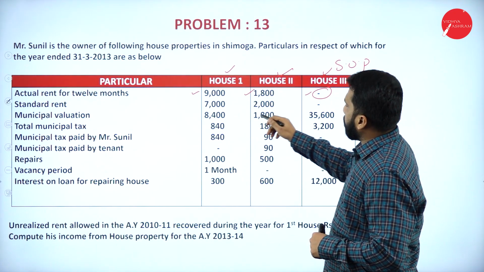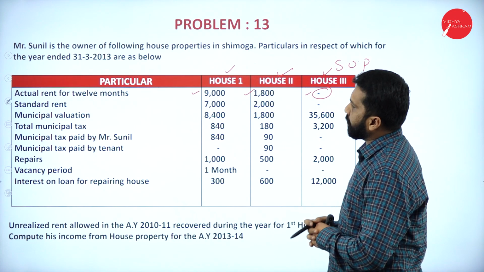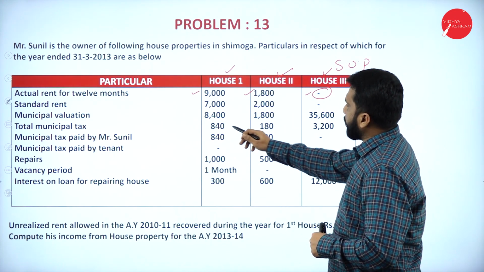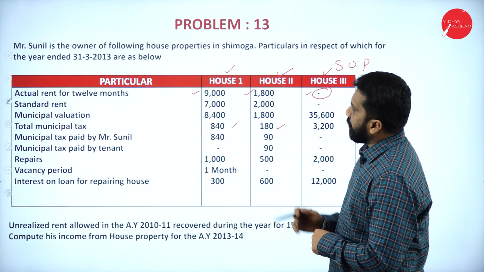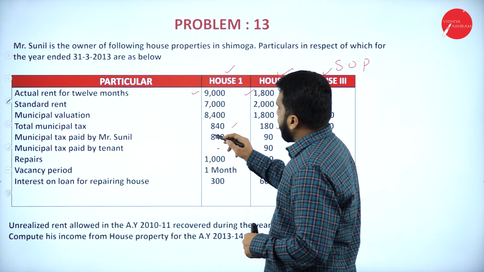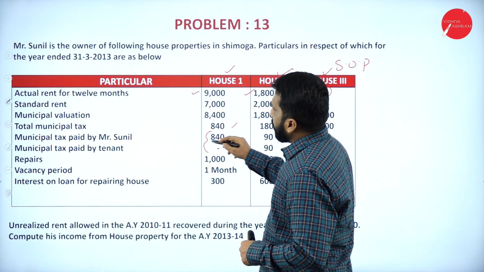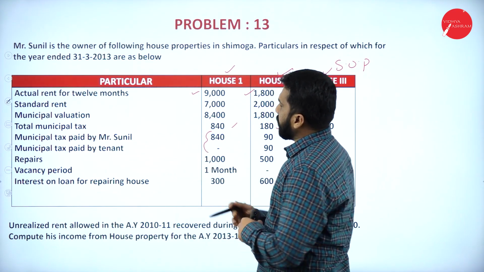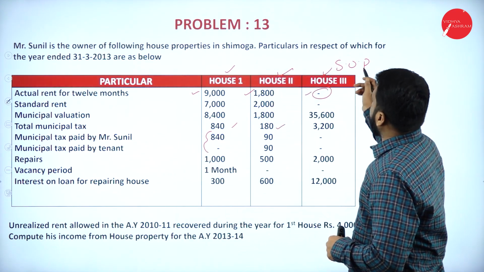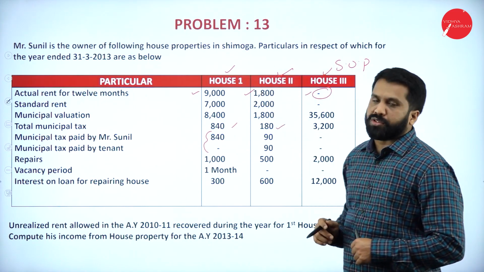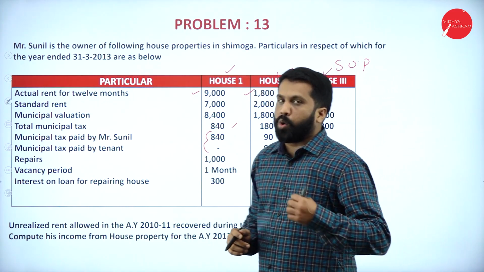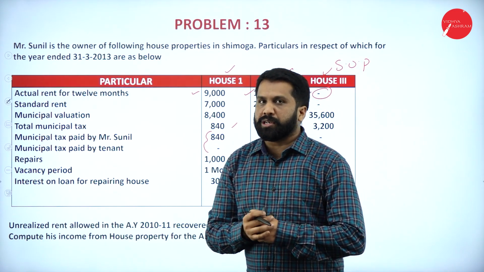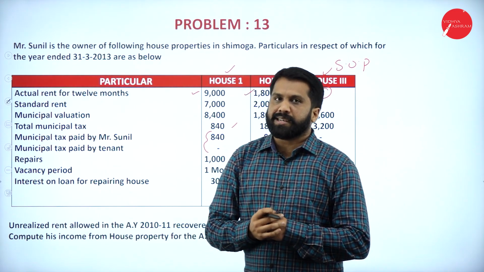Municipal valuation 8,40,000 and 1,800. The total municipal tax is 840, 180. Out of the 840, some is paid by Sunil and some is paid by the tenant. We are doing all this calculation in the name of Sunil, meaning Sunil is the owner of this house.